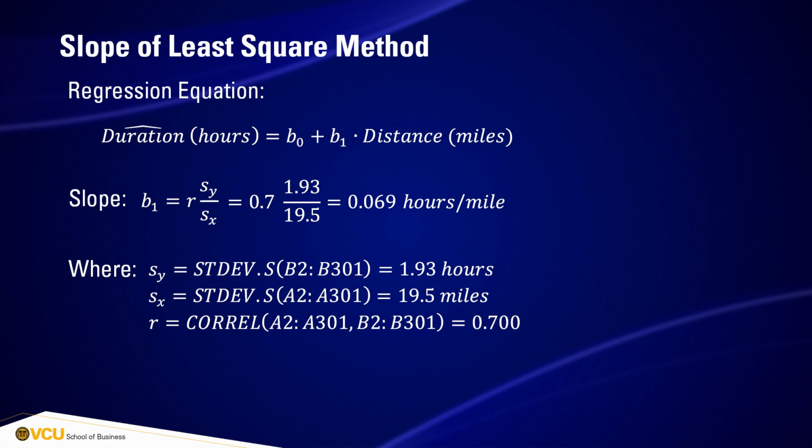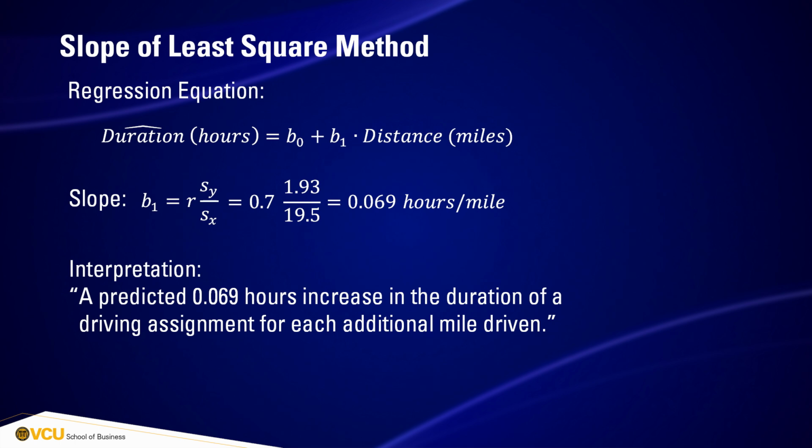Those rate units are the units of the response variable over the units of the explanatory variable, or, in our case, hours per mile. Knowing the units of the slope of a regression line is quite important because it allows us to interpret it as the predicted change in the response variable that is associated with a 1 unit increase of the explanatory variable, which in our case translates as observing that there is a predicted increase of 0.069 hours for each additional mile covered on a driving assignment.